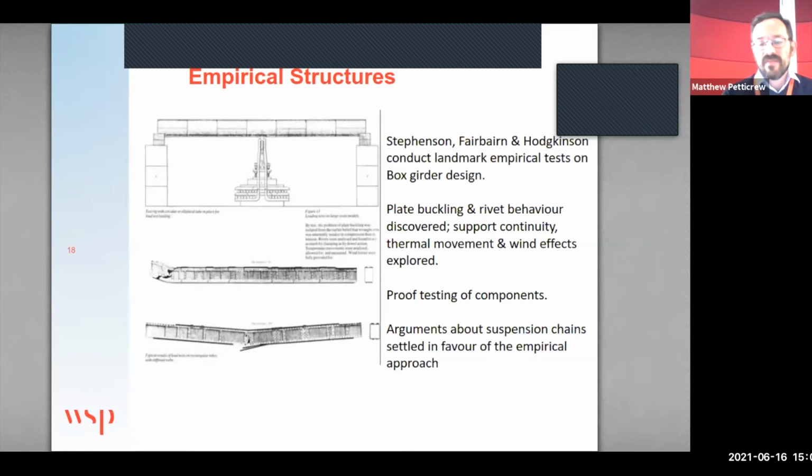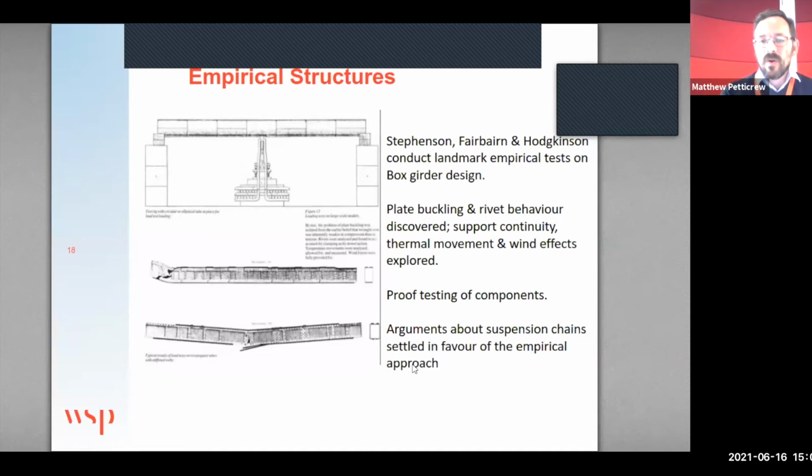They also experimented with continuity of supports and to make the bridges far more efficient rather than being simply supported spans. They looked at thermal movement, wind effects, all kinds of things. And of course, when they came to build the bridge, many or most of the components would have been proof tested to make sure that they could carry the loads that they were required to carry. So it was an incredible piece of work, but at the same time, it wasn't all plain sailing.